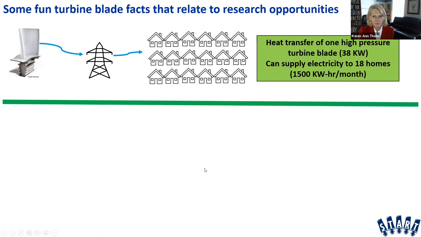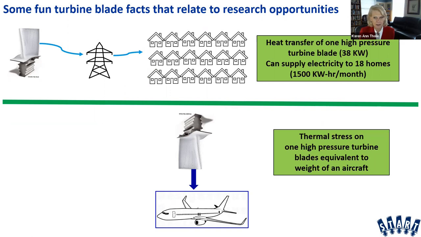Another motivation is that a turbine blade experiences incredible amounts of thermal stress. As a matter of fact, the amount of thermal stress that one blade experiences is like hanging an entire aircraft from that blade. So as that blade spins in a hot environment, it truly does experience a lot of thermal stress. These are the two things that we're playing with all the time: how to remove the heat, and how to make sure that the turbine blade doesn't have tremendous amounts of thermal stress due to temperature gradients.